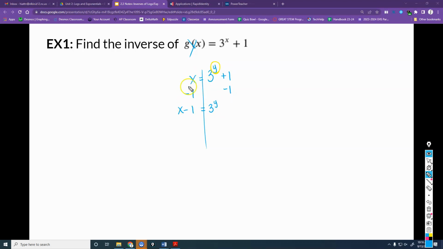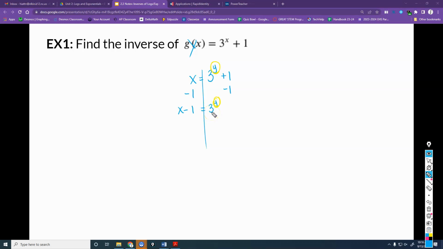Yesterday we were doing equations. There was a number there. We got 7 or something. That won't happen here. You'll still have an x. All right, now I'm still trying to get that y right there by itself. How am I going to do that? I got to get rid of this 3.